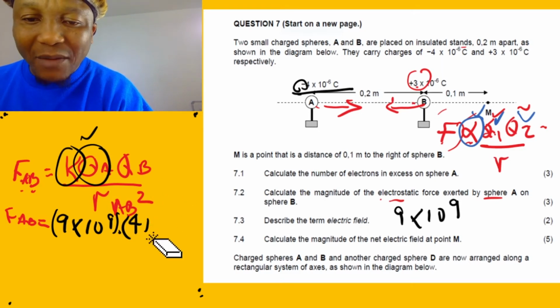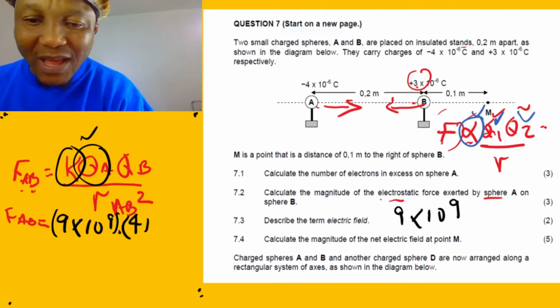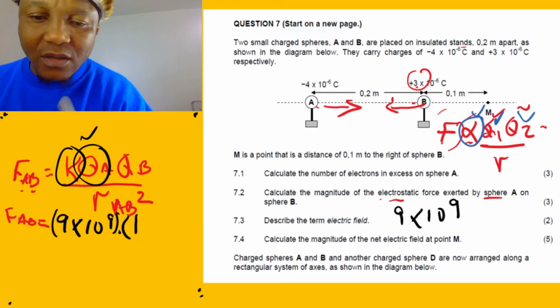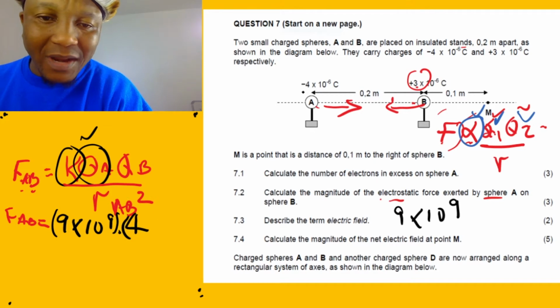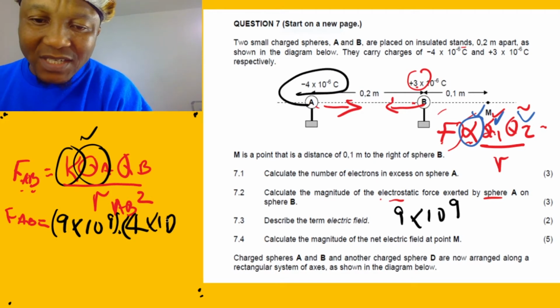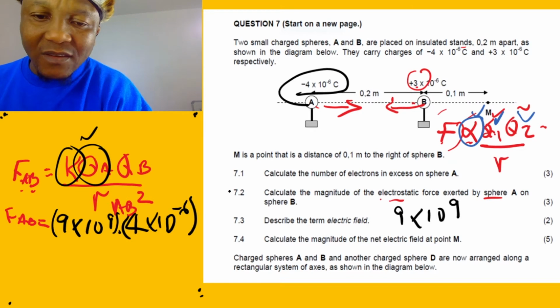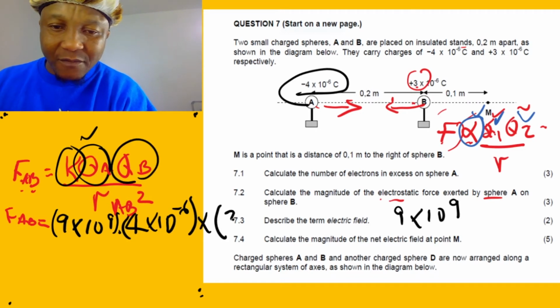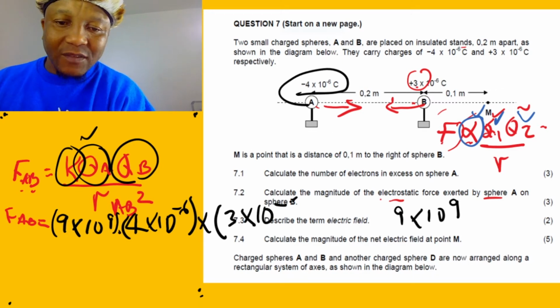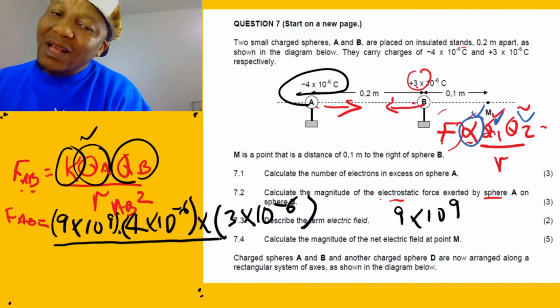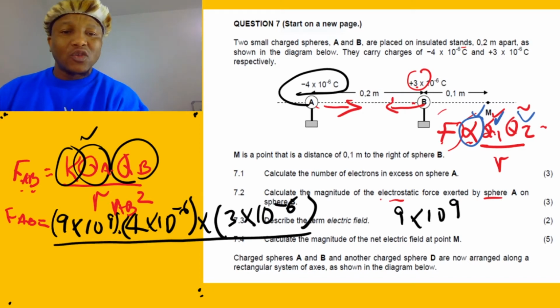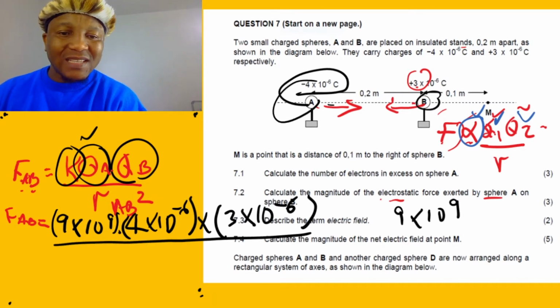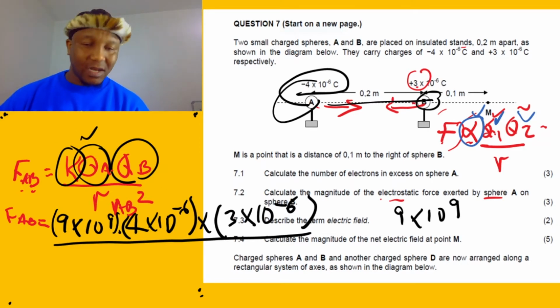Then we multiply this charge by 10 to the power negative 6. And then we multiply by charge B. What is charge B? Our charge B equals 3 times 10 to the power negative 6, in the bracket, over the square of the distance between them. The distance from A to B is 0.2, and make sure it is in meters.